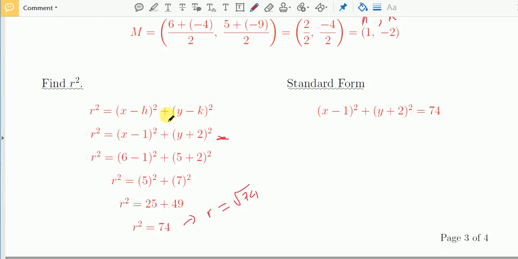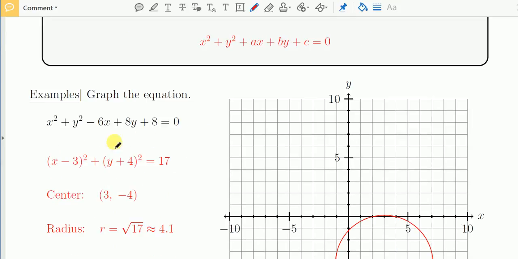So how do I convert this one back to the standard form? If you look at this one, we can try to complete the square. So first, let's move the x terms together. So I have x squared minus 6x, plus y squared, plus 8y, plus 8. I move that to the other side, so minus 8. I move this to the right side.